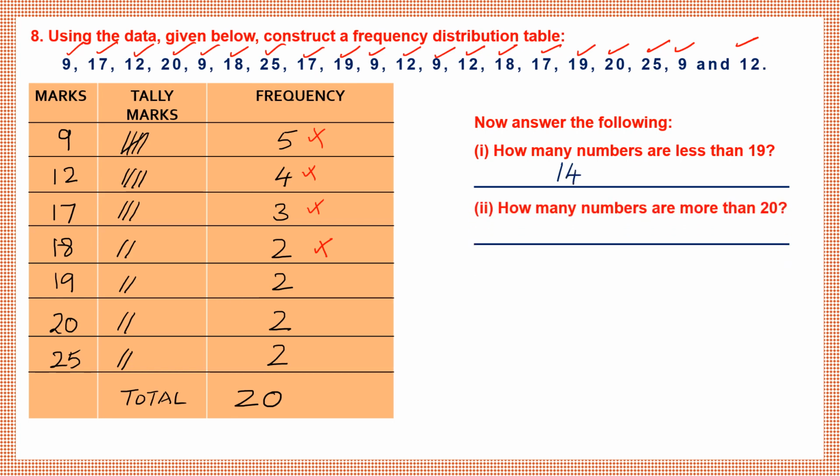Now next one, how many numbers are more than 20? So more than 20, as we can see, we only have 25 and there are 2. So the answer here is 2.